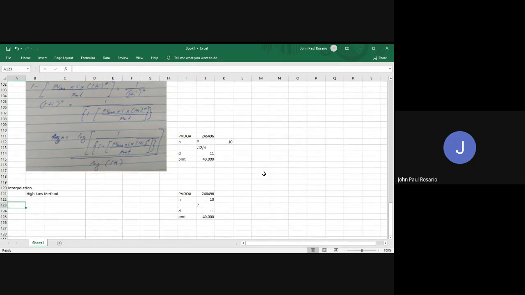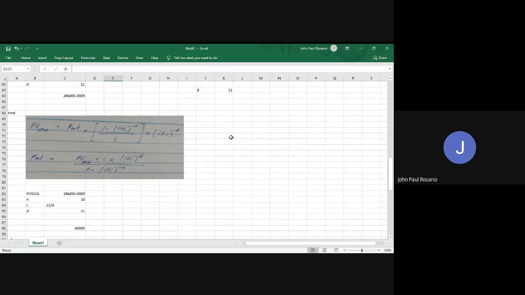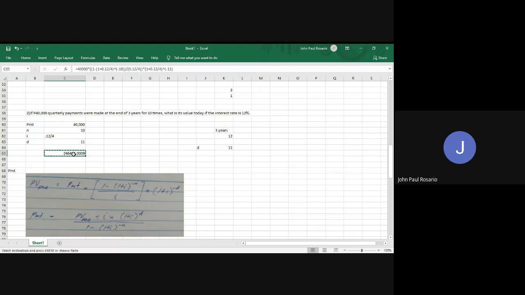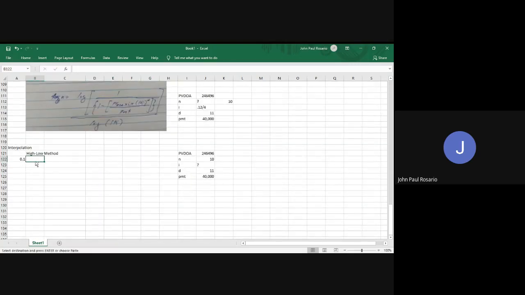Okay, now, we will assume percentages because that's the only way we can solve for I. So, usually I start at 10%. Since we don't know the interest rate, I substitute 10% everywhere, and you will get 266,813.6.